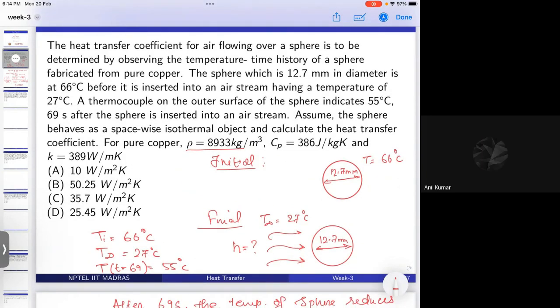Sir, how to proceed when Ti is equal to T infinity? If Ti is equal to T infinity, then there won't be any heat transfer, right? If the initial temperature and the air stream temperature are the same, there won't be any heat transfer.